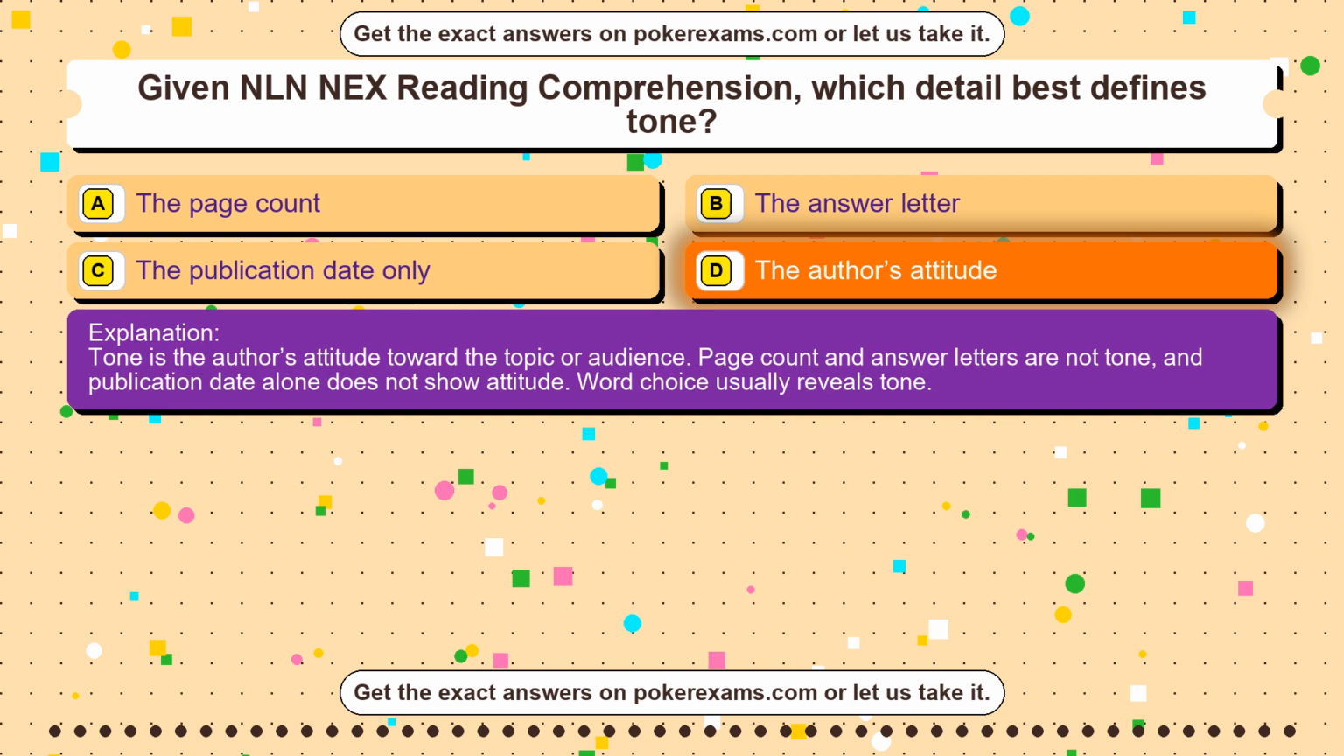Evaluating credibility means judging whether a source is reliable and useful. Solving equations is math, balancing reactions is science, and finding area is geometry. Source reliability is central to social studies reading.